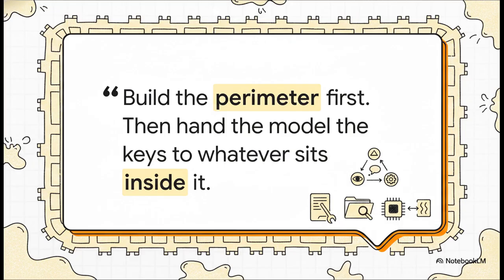So the final question for you to consider today is this. Now that you know exactly how to build the perimeter, what will you let your local agent touch?